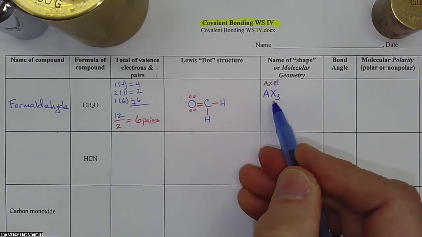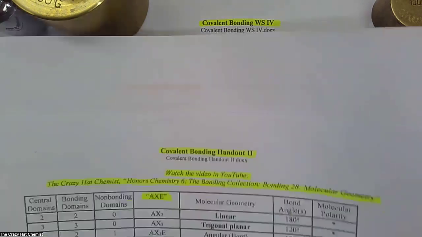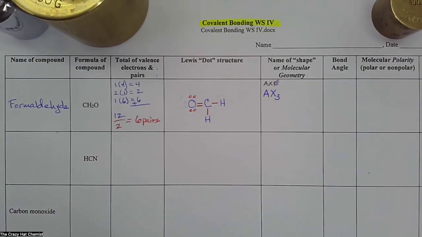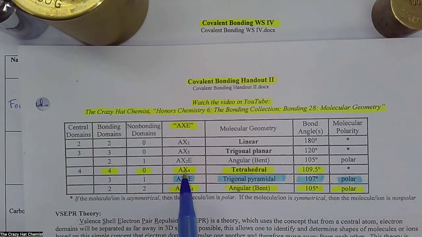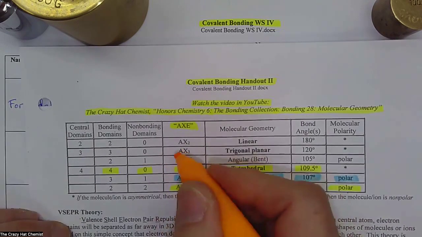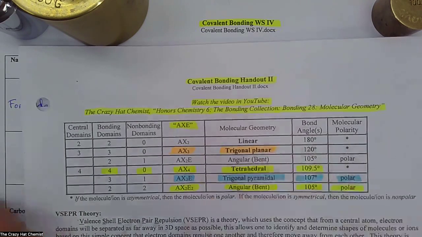So now what we're going to do is look on the table that I have given you, or you should have. If you don't have it, you should look on my website, or my other videos. And we are going to find what AX3 represents. So what does AX3 represent? That is the question. So we need this little table right here, and we're going to find AX3. I'm going to highlight that in a new color here. That will be orange. So AX3 is trigonal or trigonal planar.